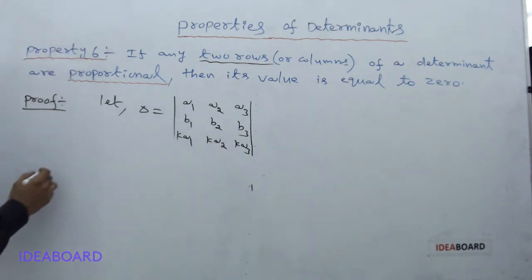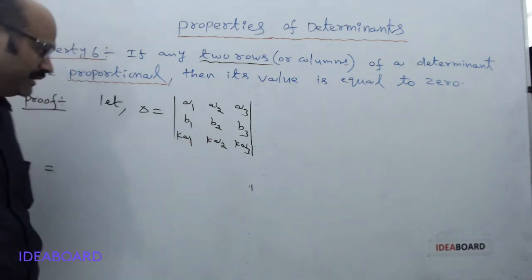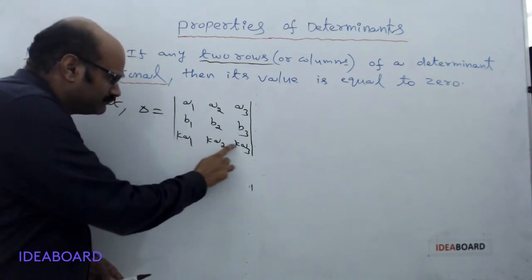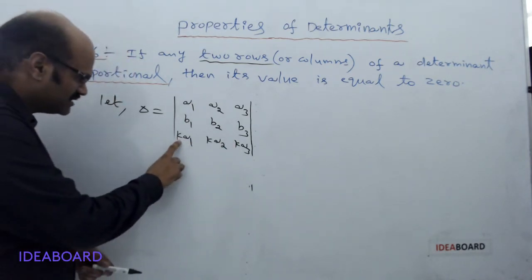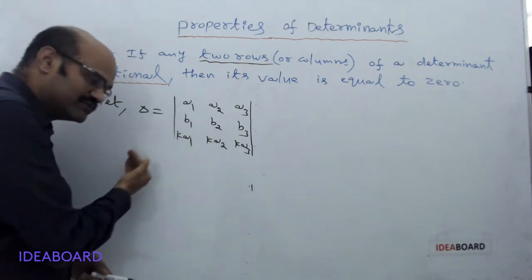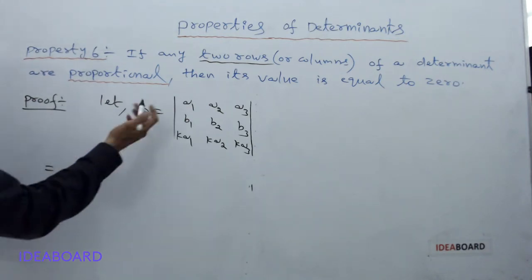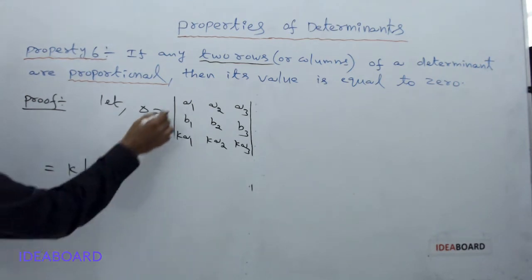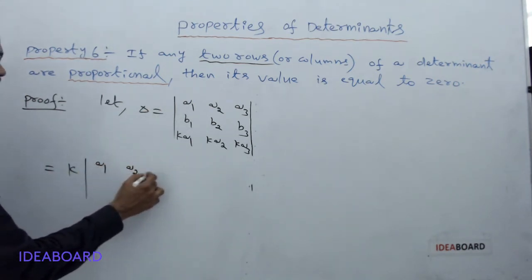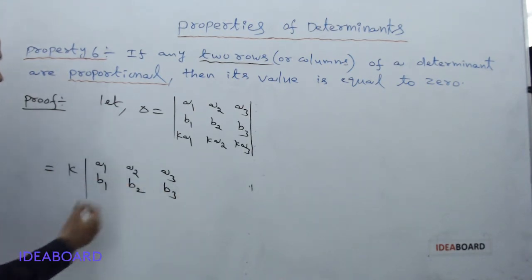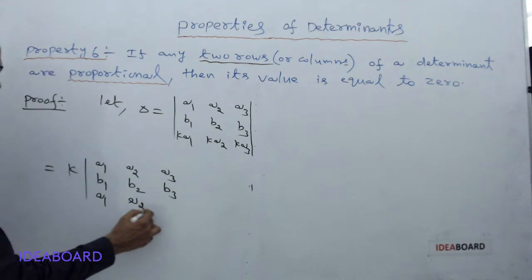It implies, now here we have to find the value of this. Here each and every element of R3 is multiplied by k. Since each and every element is multiplied by k in R3, we can take that k outside. So the value of the determinant is multiplied by k here. So it implies k times the determinant of a1, a2, a3, b1, b2, b3, a1, a2, a3.